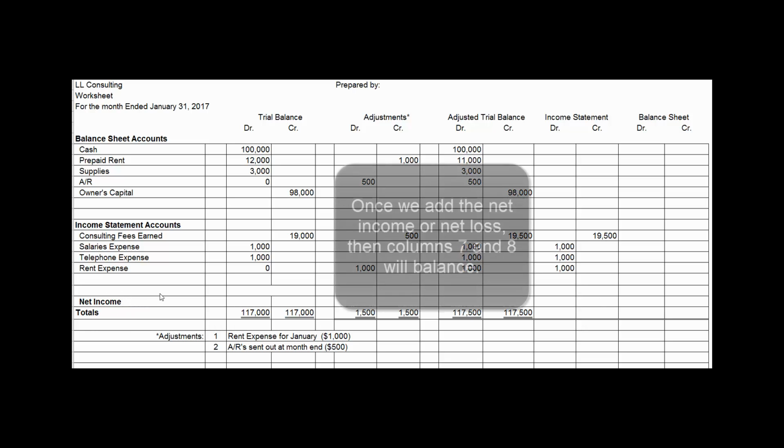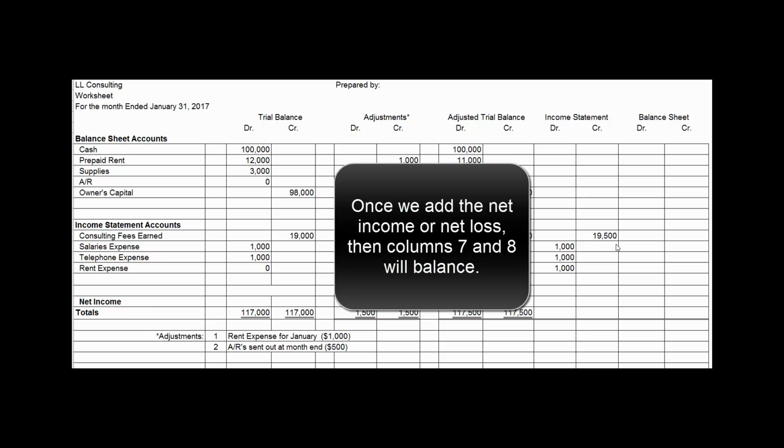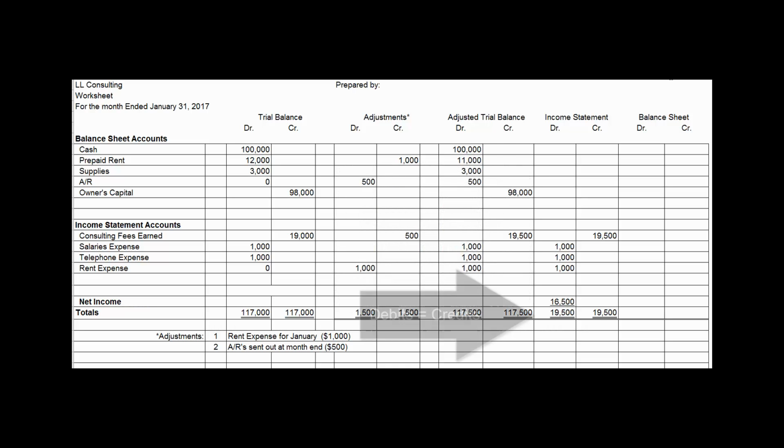How much is our net income for this company? $19,500 worth of revenue in January minus $3,000 worth of expenses means our net income is $16,500. And sure enough, when we add that net income over here, our debits are $19,500 and our credits are $19,500.